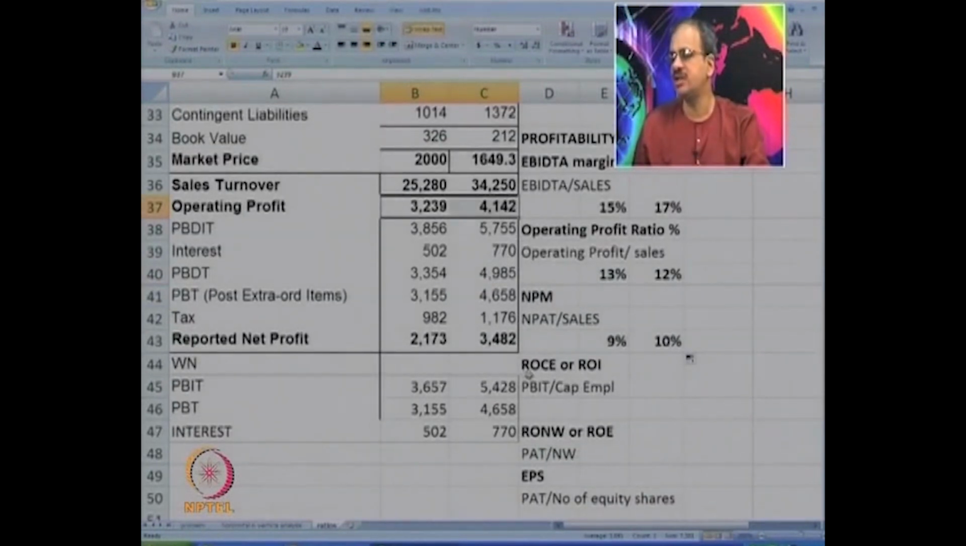Now let us go to return ratios. In return ratios, the first important ratio is ROCE or ROI. The formula is PBIT upon capital employed. This is the total money which is earned on the capital employed.